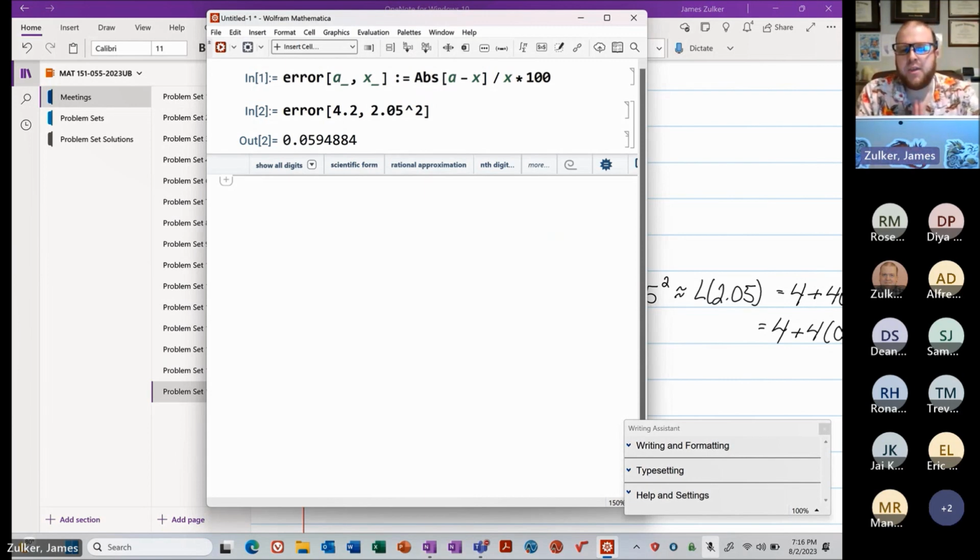Gives us an error of 0.06%. Which means that's a really good approximation.